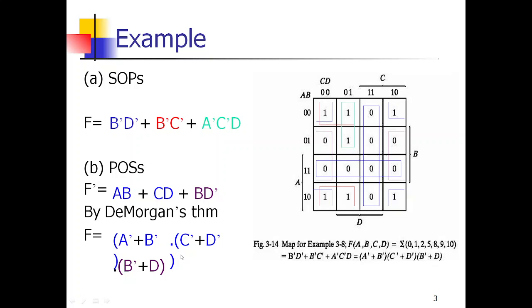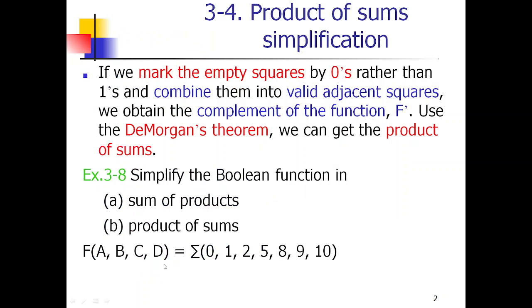If the Boolean function is given as pi instead of summation, then we have to consider the min terms given in the Boolean function.